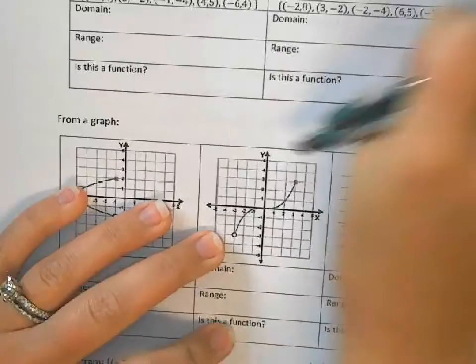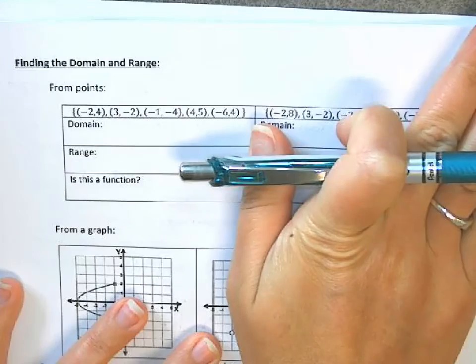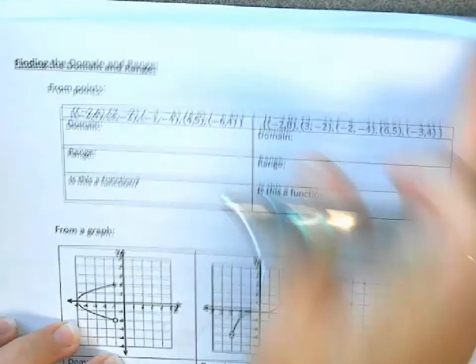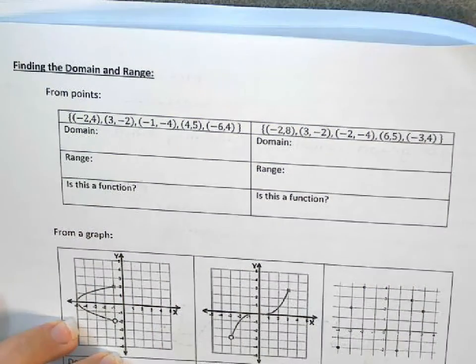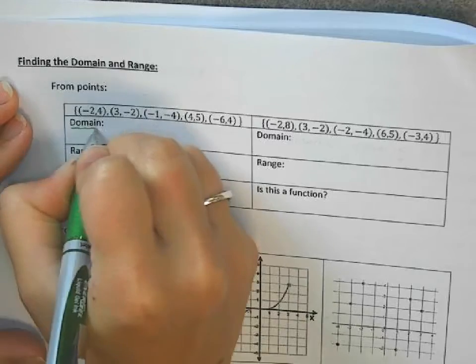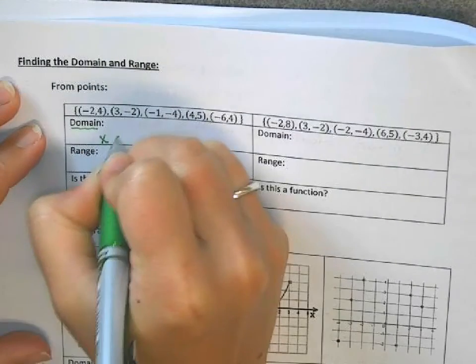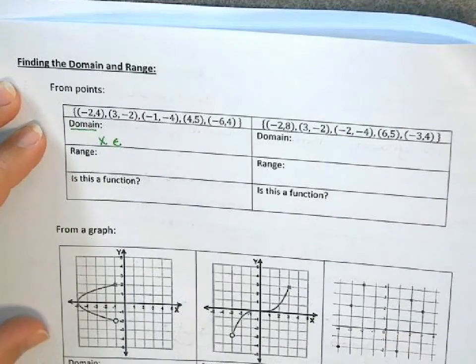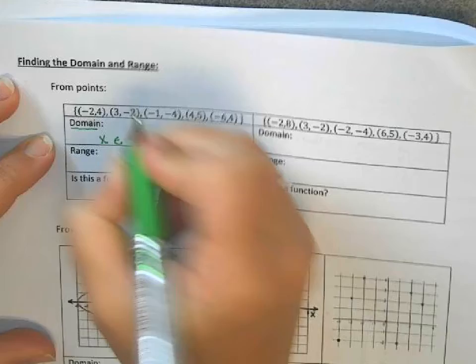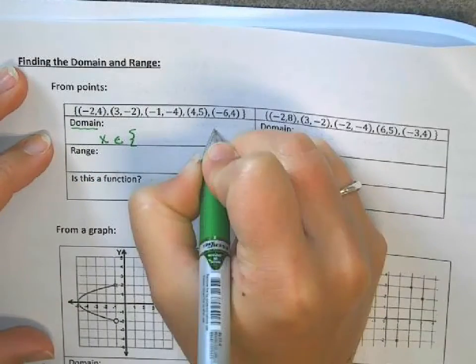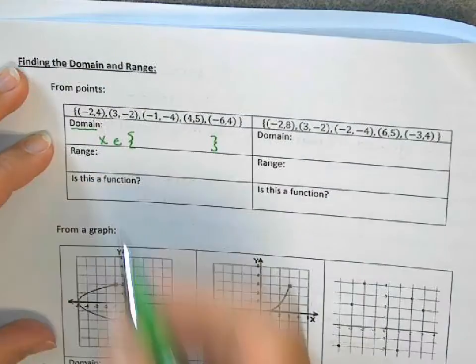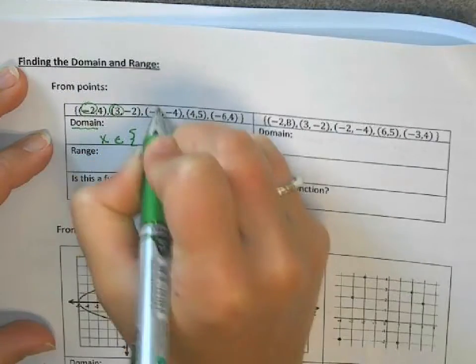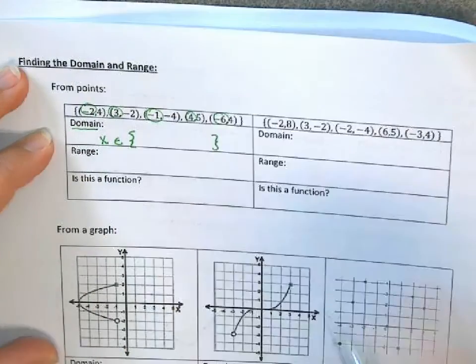All right. So being able to find the domain and range. Your domain are going to be your x values. So our x values are an element of, and then we make the list, and we put those lists in brackets, like this. And we just list those x values. So we have -2, 3, -1, 4, -6.